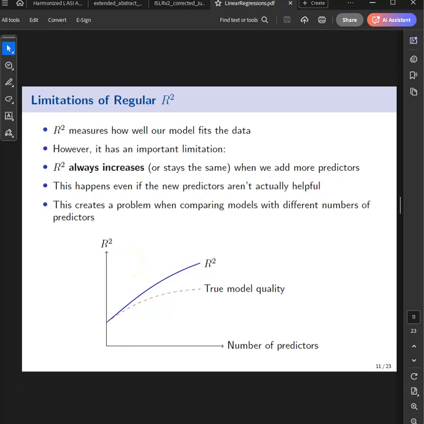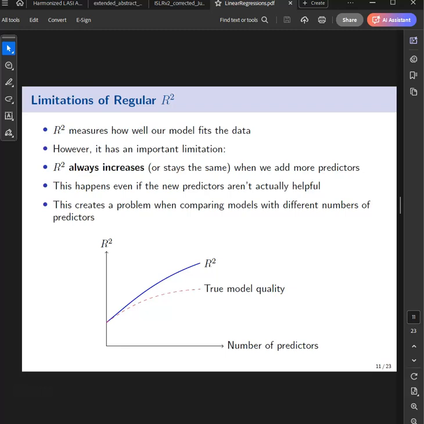But it's not a perfect measure. While R squared is useful, it also has a quirk that can lead us astray when we are comparing models. And that quirk is, it always increases or at least stays the same as we add more predictors. So think about this. Even if we add variables that have no relationship with what we are trying to predict, R squared will still go up.